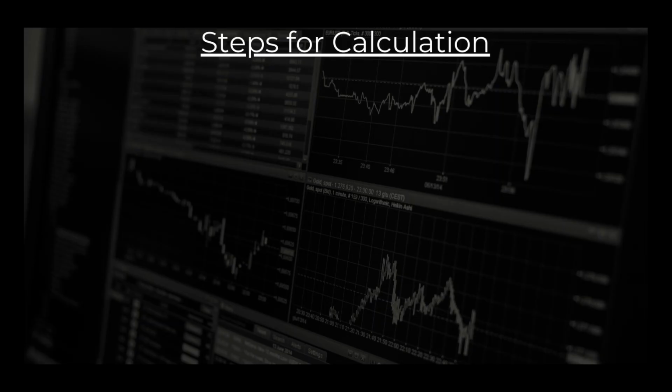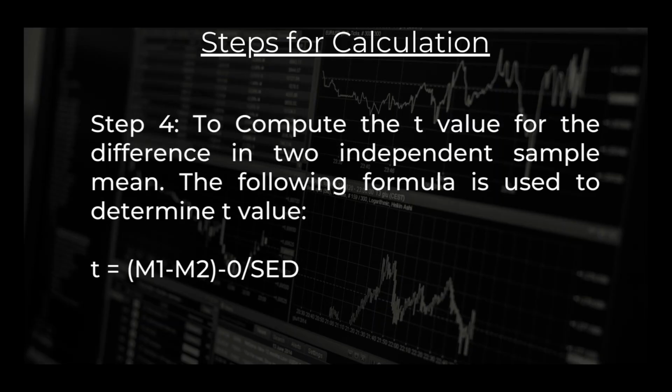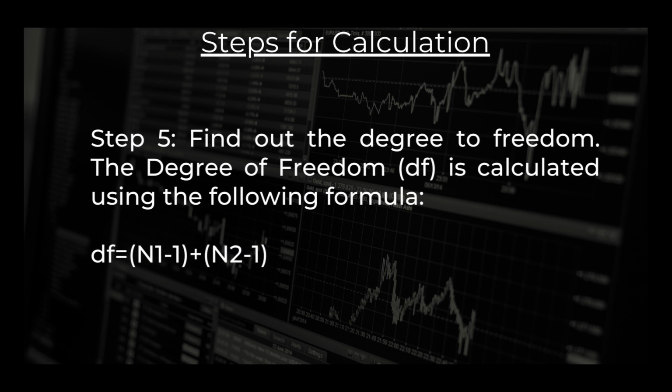Step 4 is to compute the t value for the difference in the two independent samples. The following formula is used to determine the t value: t is equal to m1 minus m2, minus 0, upon the standard error of the difference. And step 5 is the degree of freedom. The df is calculated with the following formula: df is equal to n1 minus 1 plus n2 minus 1. With the help of the formula we can calculate the value of the t-test for the independent sample.